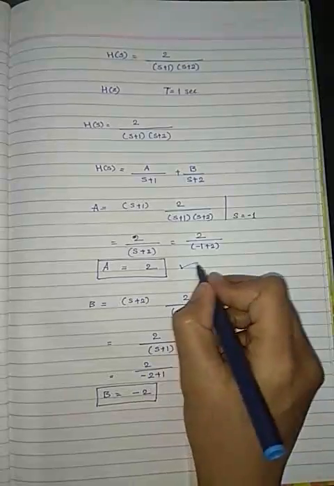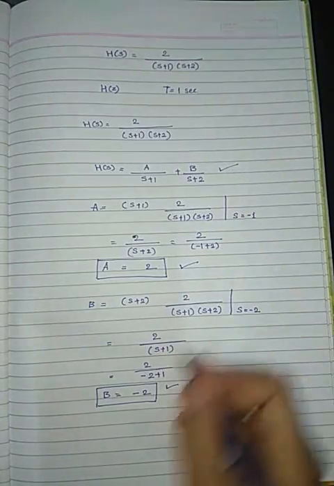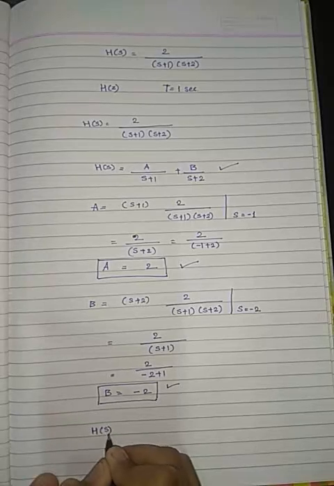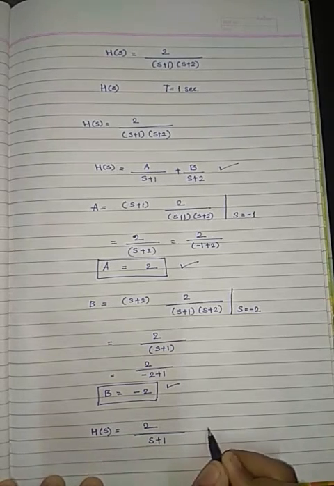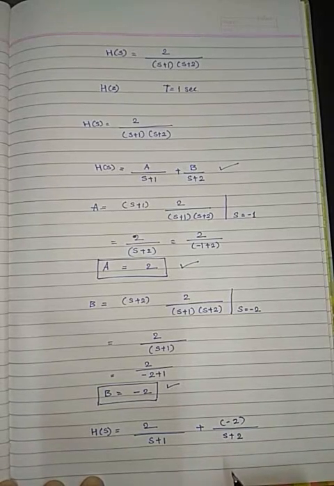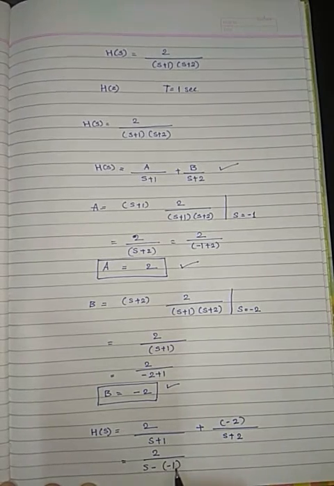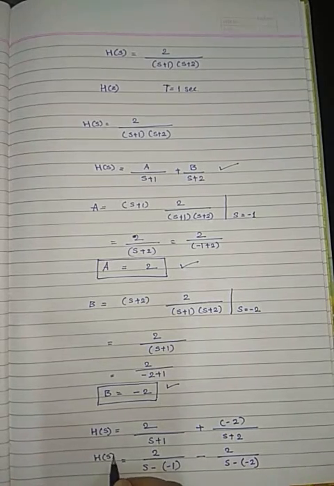Now replace the values of A and B in our equation of H of S. So H of S becomes 2 divided by S plus 1 plus minus 2 divided by S plus 2. So our equation becomes 2 divided by S minus minus 1 minus 2 divided by S minus minus 2. This is the equation of H of S.